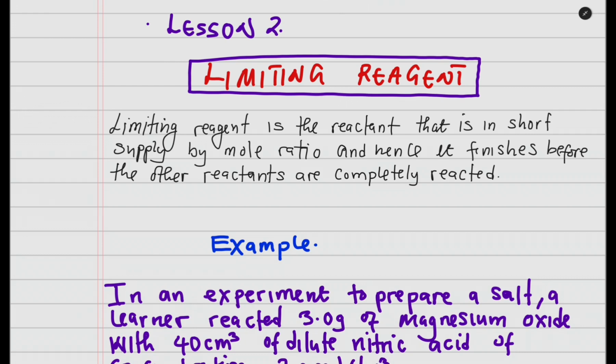So we can start. The first thing that we want to do is to define limiting reagent. This is very important to understand even from the definition. Limiting reagent is just a reactant that finishes fast. That is one way you can define it. Or we can say it's a reactant that is in short supply by mole ratio, and hence it finishes before the other reactants are completely reacted.